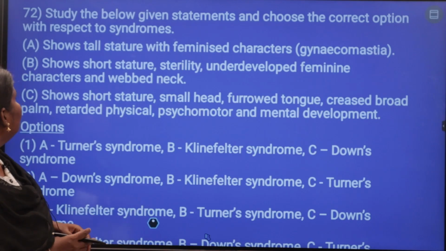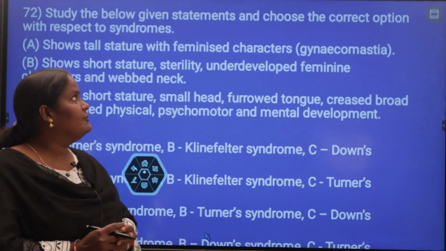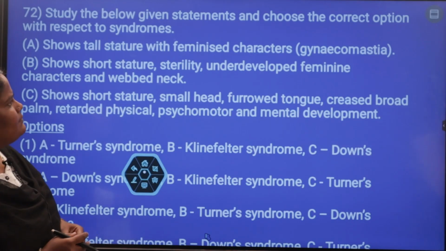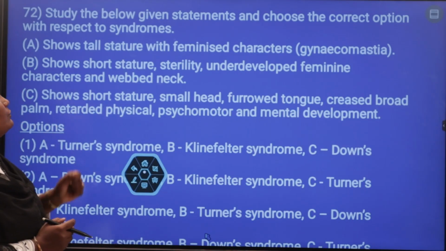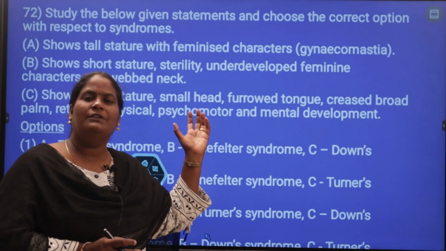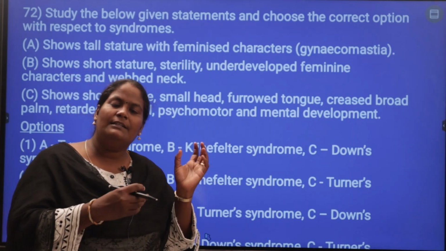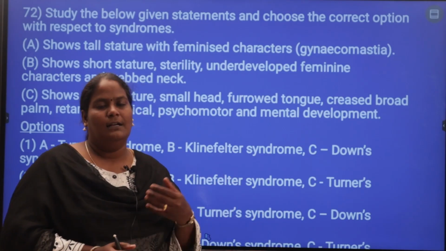Next, 72. The question from the genetical disorders regarding the syndromes. Study the below given statement and choose the correct option with respect to the syndromes. These are all some symptoms. Here they will give 3 options with the basic symptoms. You have to read the symptoms and identify which syndrome each belongs to.